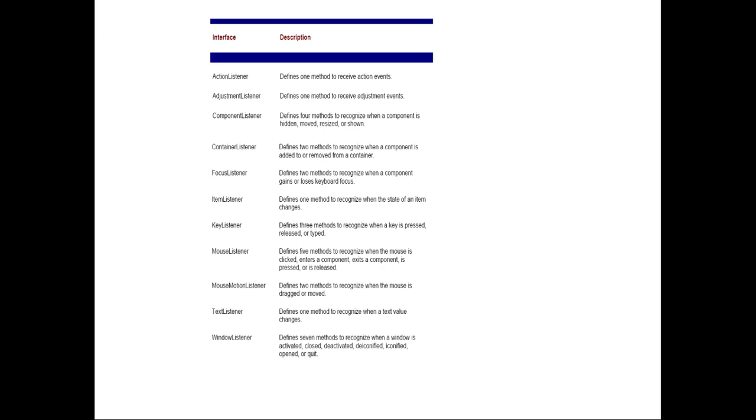So event classes are there. Action event, adjustment event, component event, container event, all these are there. For all those events there are listener counterparts. That means for each event there is an event listener. For action event there is an action listener. For adjustment event, adjustment listener is there. For component event, component listener, just like that. For all events, whatever the event, there is an associated listener.